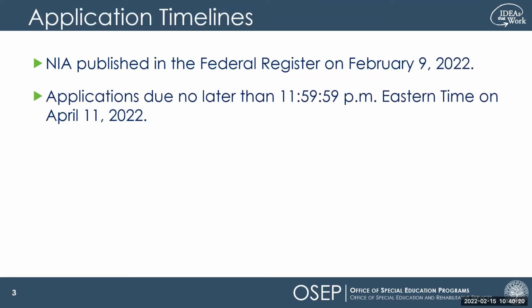Please be aware of application timelines. The notice inviting applications was published in the Federal Register on February 9th, 2022. All applications are due on April 11th, 2022, no later than 11:59 and 59 seconds in the evening. Note that this is Eastern Time, and applicants should determine the corresponding time in your time zone. I will discuss the implications of a late submission later in this session.